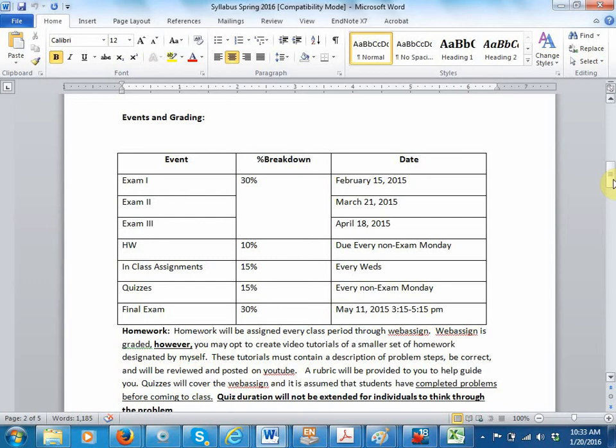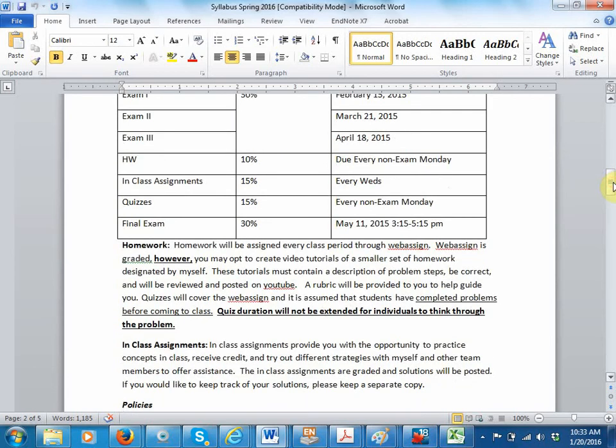Quizzes we have every Monday. We have one next Monday already, and I think the final exam might be the wrong date, but I'll fix that later. Homework we have every time, delivered through WebAssign. It's graded. I'd like an option, not right now, I'm just trying to figure out how to do this, for you to make videos if you want to.